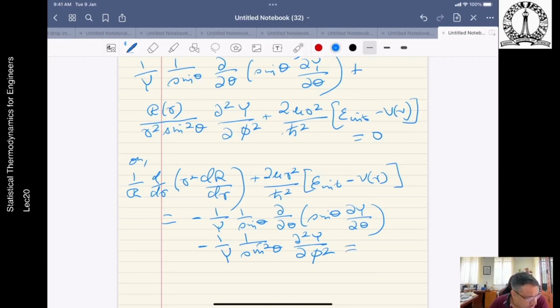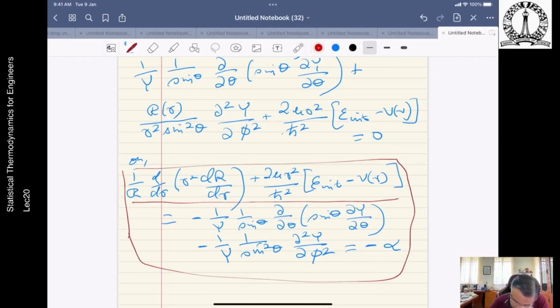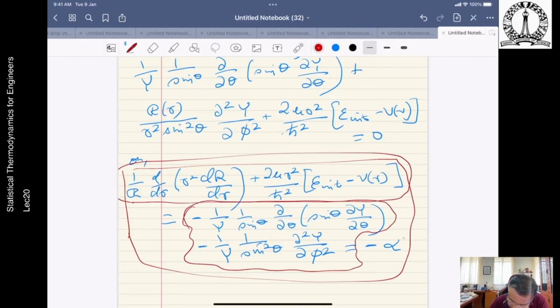Say it is equal to minus alpha. Right? Okay, so that is the expression that you get by separating out. So this part is a function of r, this part is a function of theta and phi, and this is basically the constant that you are dealing with.